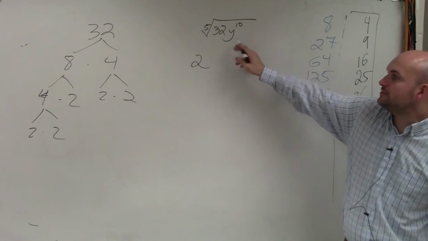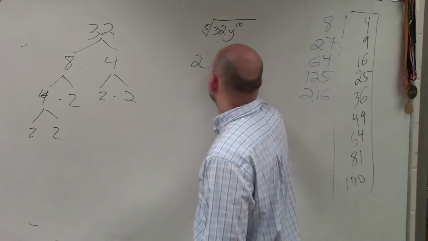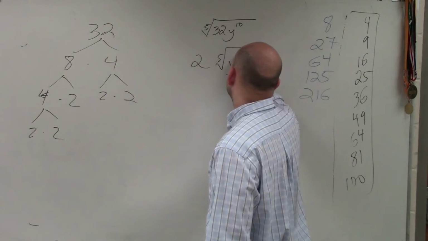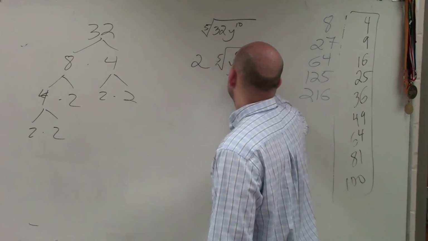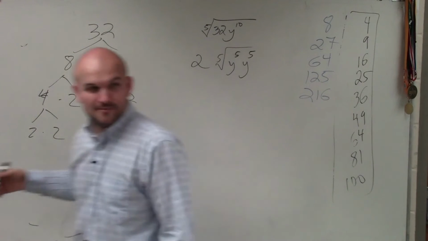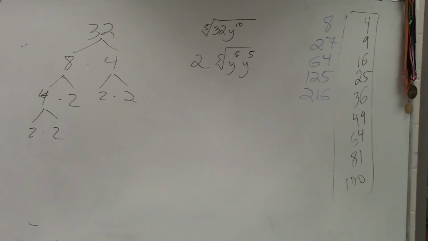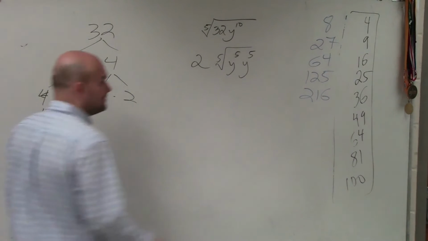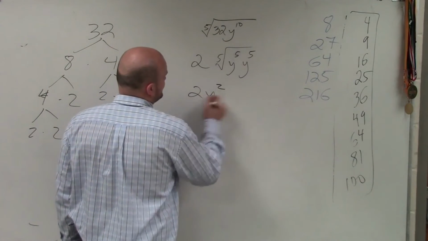Then, what is the fifth root of y to the 10th? I can rewrite that as the fifth root of y to the fifth times y to the fifth, right? You guys agree with me? Because what's y to the fifth times y to the fifth? Y to the 10th, right? And what's the fifth root of y to the fifth? Y. So it's going to be 2y squared.